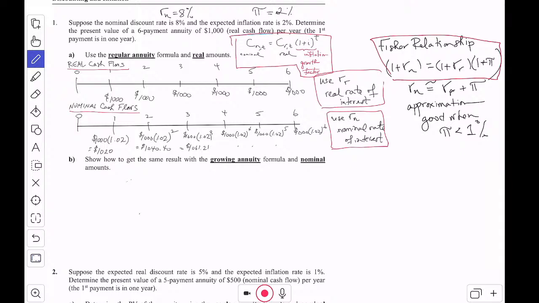So we're going to solve now the first part. Present value at time 0 of $1,000 at the real rate of interest, using 1 minus 1 over 1 plus the real rate. The real dollars must be discounted or valued using the real rate of interest, and this will be for 6 periods.